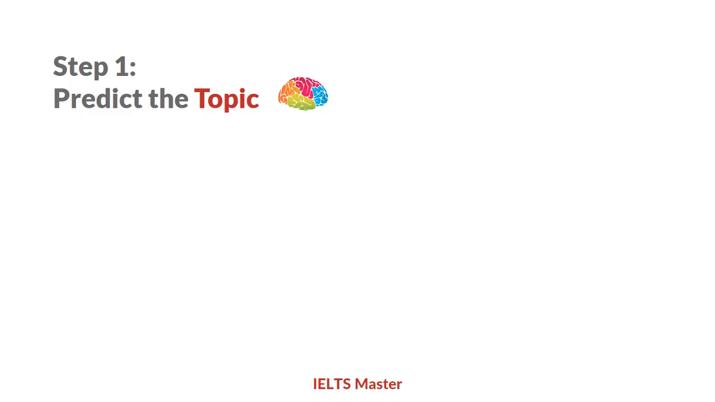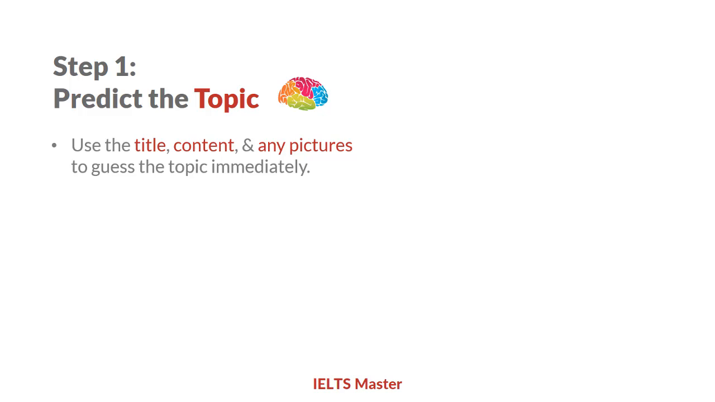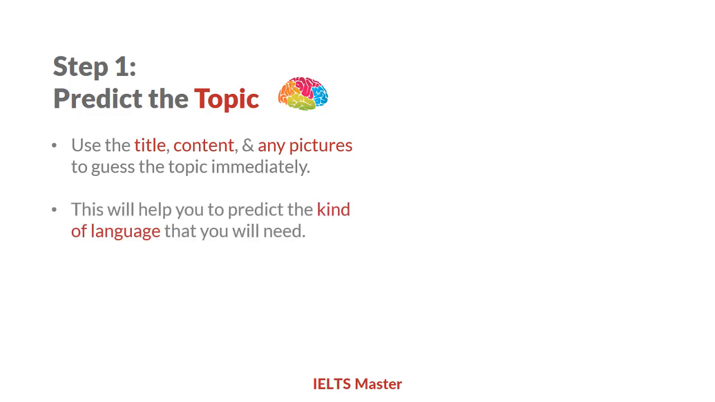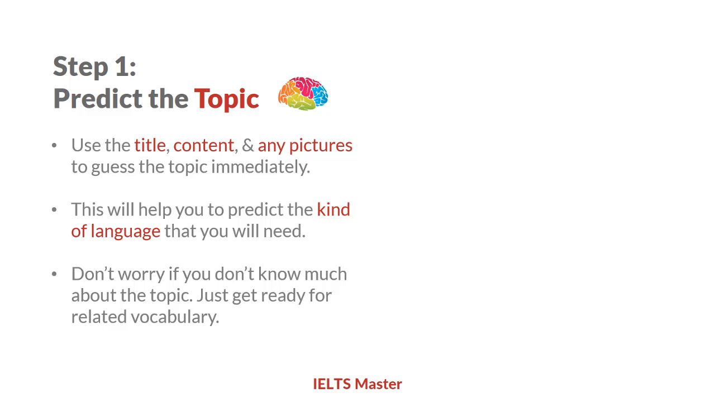First, step 1, predict the topic. I need you to use the title, the content, and any pictures to guess the topic immediately. As soon as you turn the page, you should try to guess the topic. This will help you to predict or guess the kind of language that you will need. All right, and I'll give you an example in a moment. Don't worry if you don't know much about the topic, just get ready for related vocabulary.